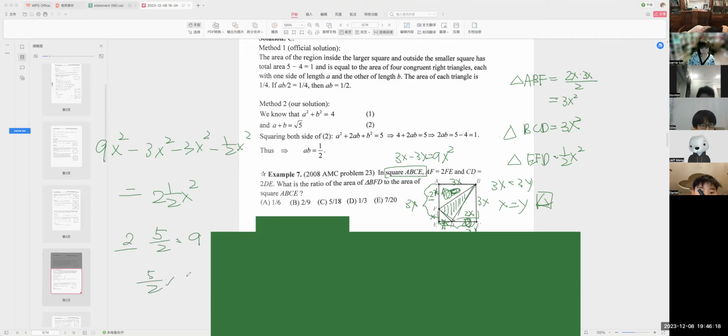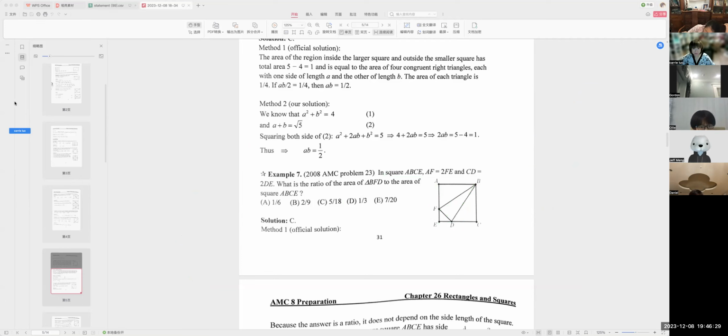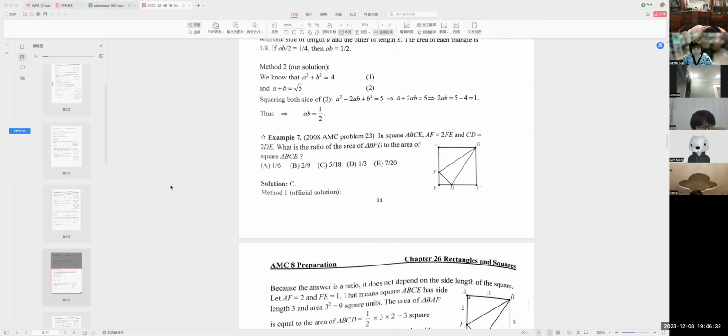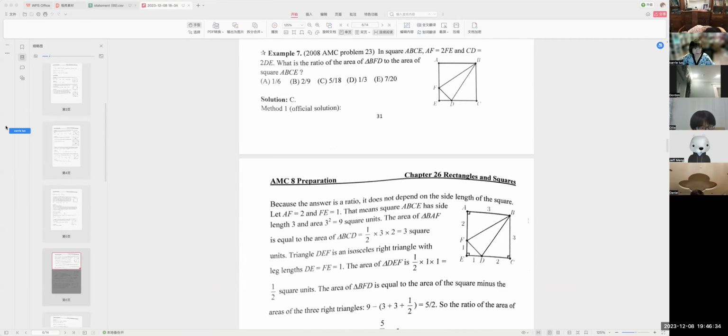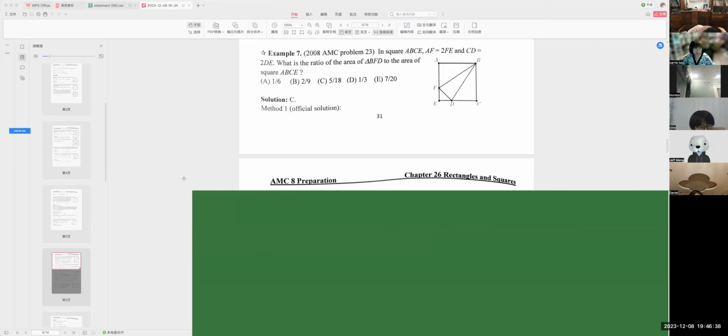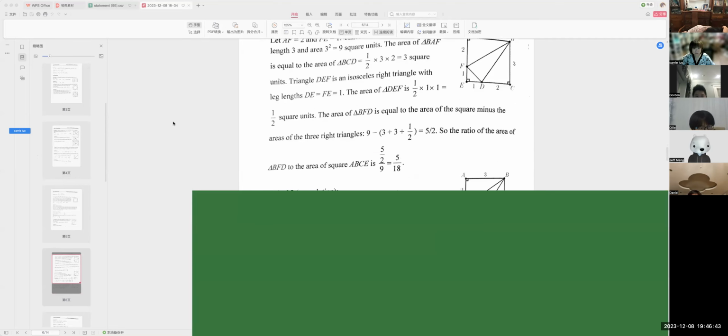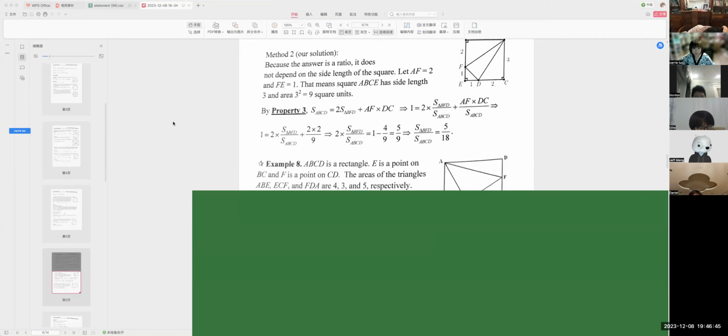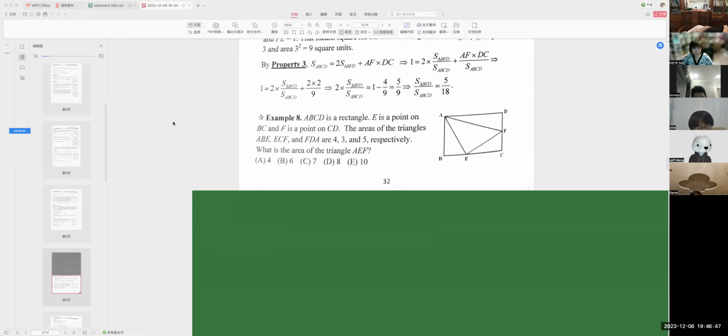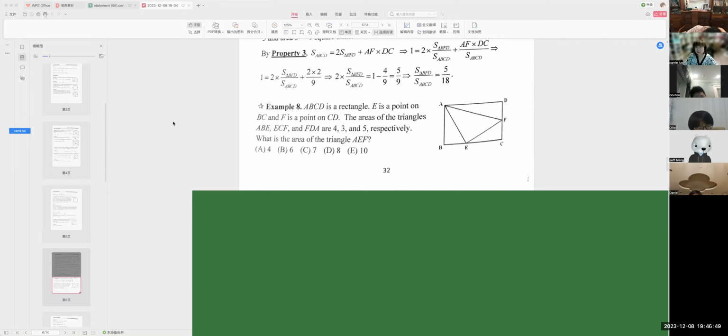5 over 2 times 1 over 9. So the answer is 5 over 18. So the answer is C. Do you get it, everybody? Understand? Okay, so now let's take a look at example 8. Okay, everybody, take a look at example 8.